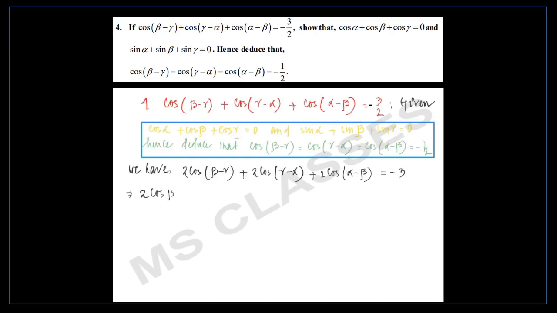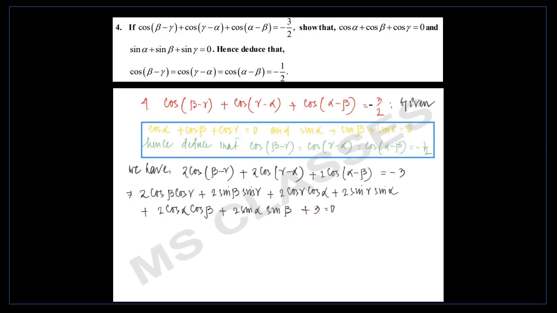That is cos beta cos gamma plus twice sin beta sin gamma, plus 2 cos gamma cos alpha plus 2 sin gamma sin alpha, plus 2 cos alpha cos beta plus 2 sin alpha sin beta, plus 3 equal to 0. Here we had minus 3, so we have taken 3 to the left hand side. Change of sign means change of sign. Plus 3 equal to 0.